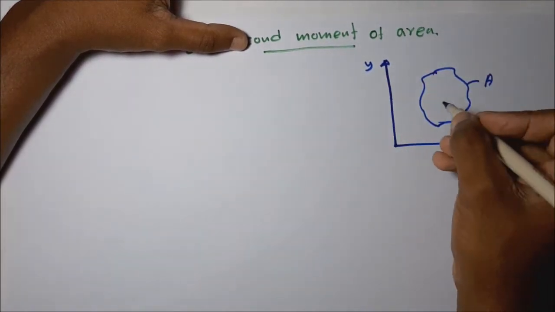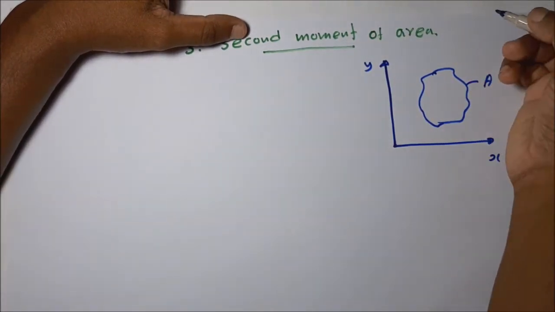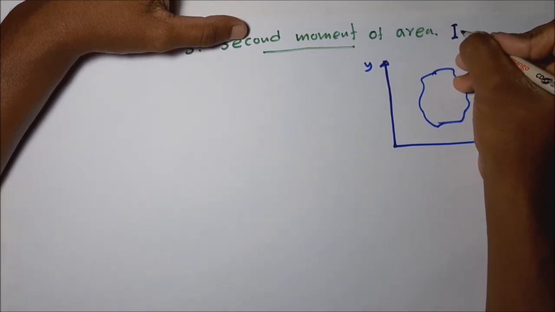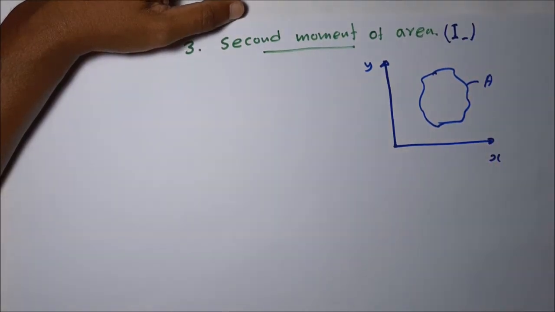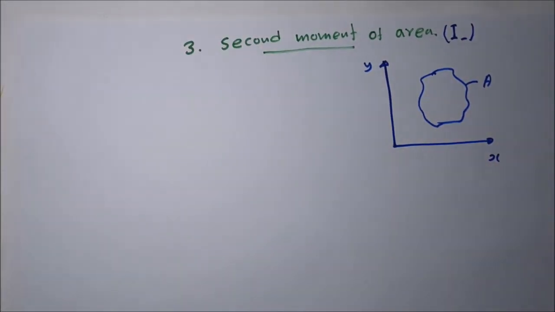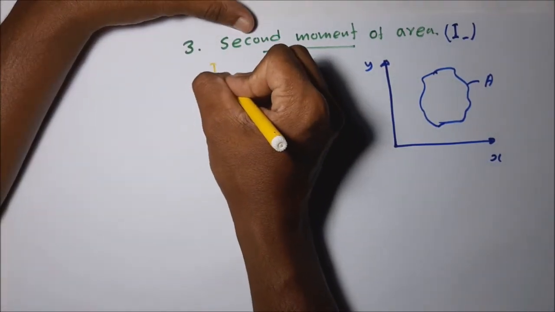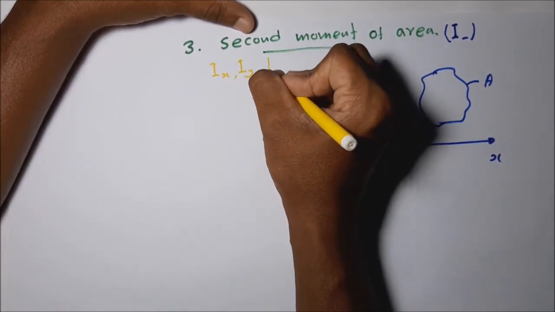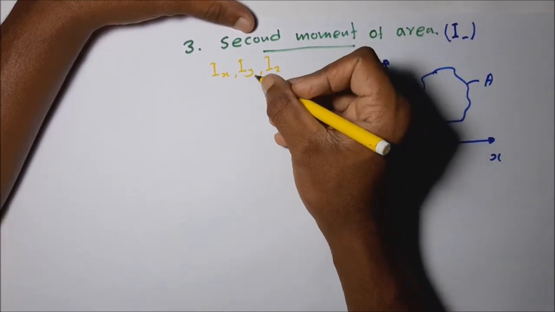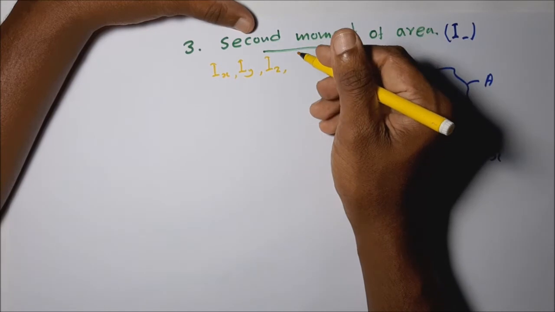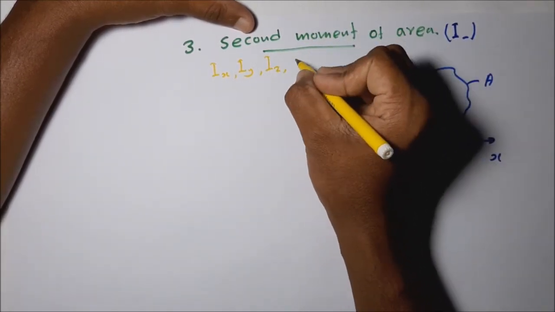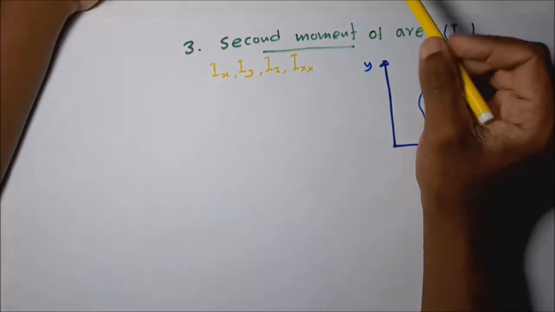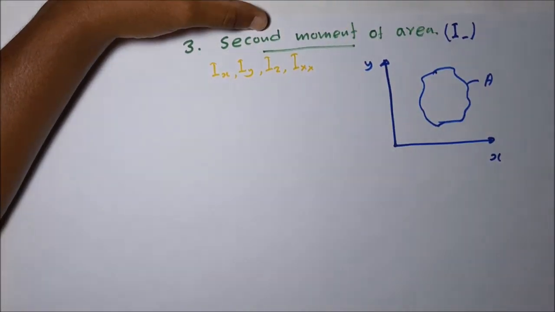The second moment of area is also defined with respect to a certain axis. The symbol used is I. If it is defined with respect to the x-axis, we write Ix. If defined with respect to the y-axis, Iy. If we define the second moment of area with respect to the z axis, we use the Iz subscript. If you are defining a second moment of area around a specific axis, we use Ixx, like that.